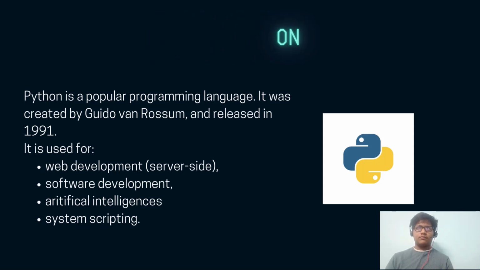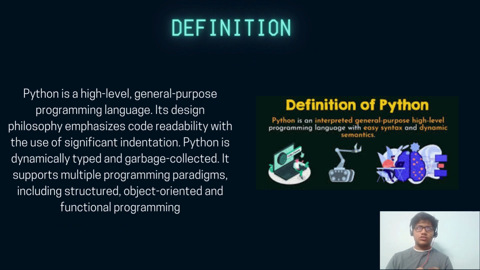Now, let's see the definition of Python programming language. Python is a high level general purpose programming language. Its design philosophy emphasizes code readability with the use of significant indentation. Python is dynamically typed and garbage collected. It supports multiple programming paradigms, including structured programming, object oriented programming, and functional programming.